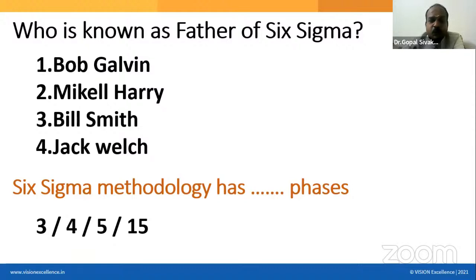Okay, all of you, please type. How many phases does it have? First phase is define. Second phase is measure. Third phase is analyze. The fourth phase is improve. Fifth phase is control. So how many phases? 5 phases. Originally, it had 4 phases only, but now it has 5 phases. In 1986 at Motorola, it had 4 phases, but later, from 1995 onwards, it became 5 phases. Only in terms of steps, there are 15 steps.